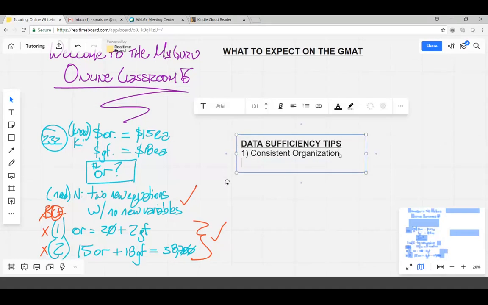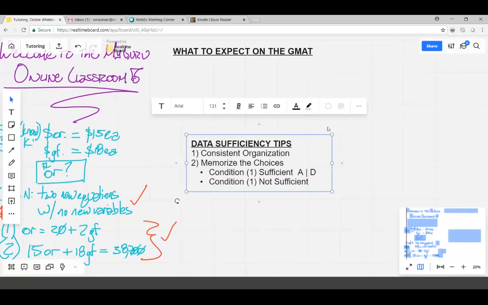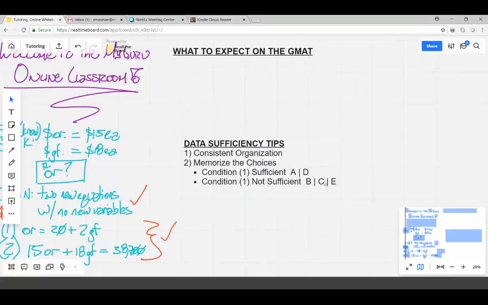You'll also need to memorize the choices. So that means that basically, if condition 1 is sufficient, then your options are either A or D. And if condition 1 is not sufficient, then you're looking at B, C, or E. And you really do want to just memorize that stuff, because that's just going to make your life infinitely better.